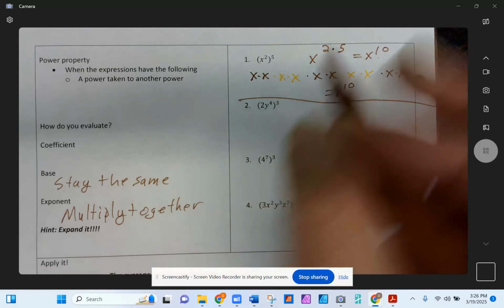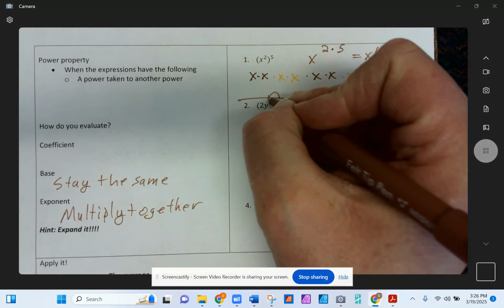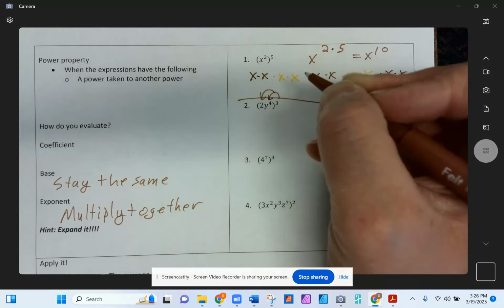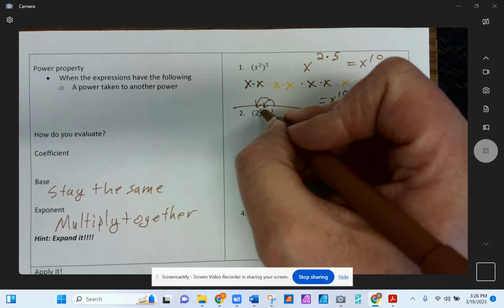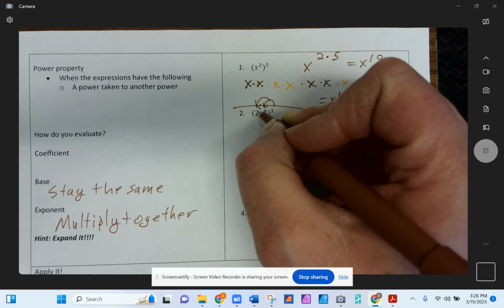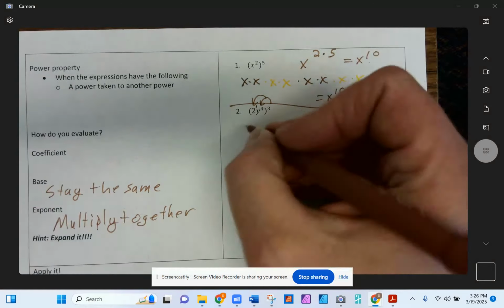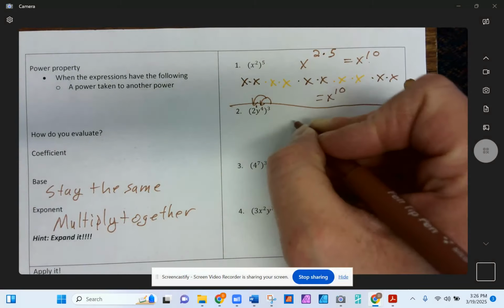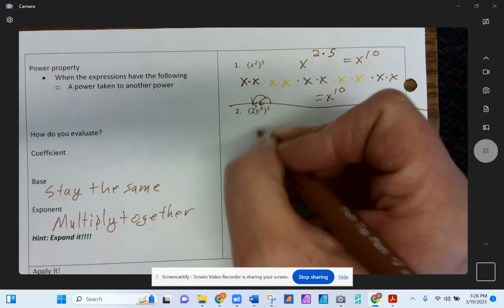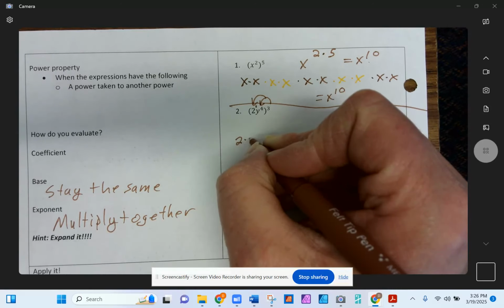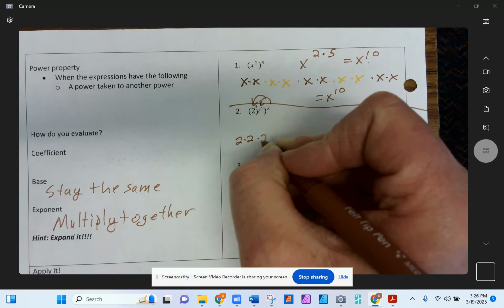Now, when you have coefficients, it's kind of like distribution. You just got to apply this 3 to both terms inside. Technically, there's an invisible 1 as your exponent on that little 2 right there. So let's expand it like this first.